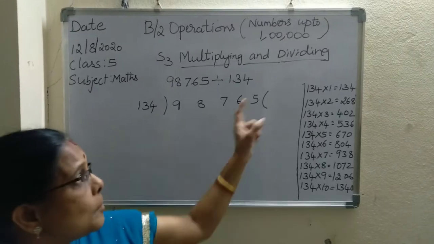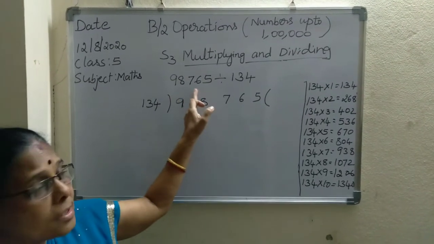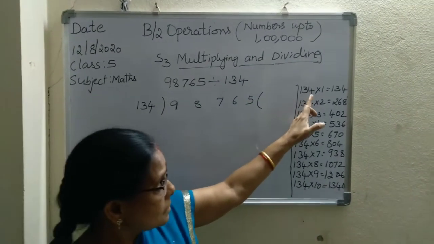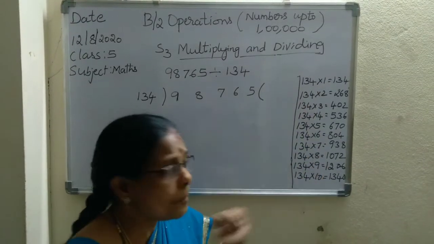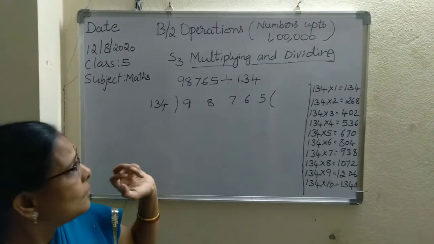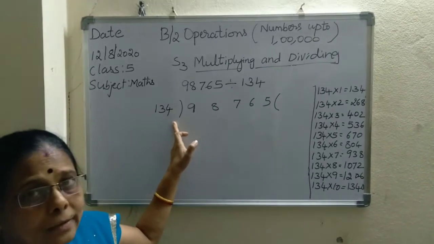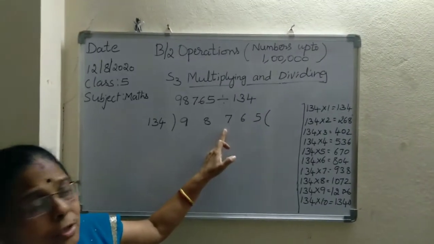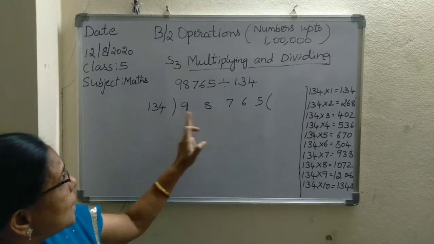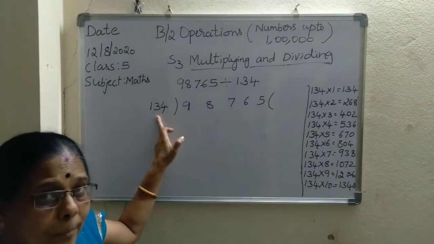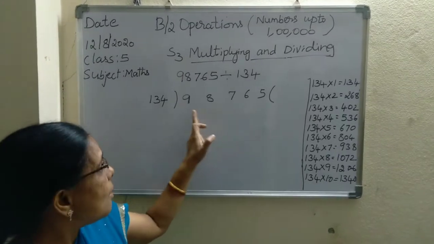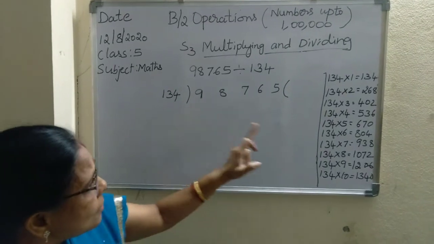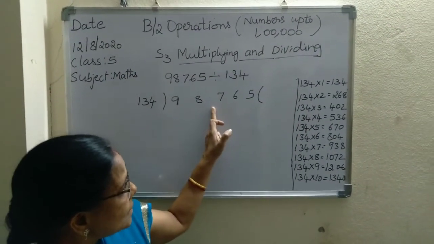Children, now I will show an example on division. 98,765 divided by 134. So for 134, you write the table in the rough column. Now you have to start dividing. First, here 3 digits are there, so here also you have to take 3 digits. So 987. In the 134 table, you have to find the nearest number for 987.